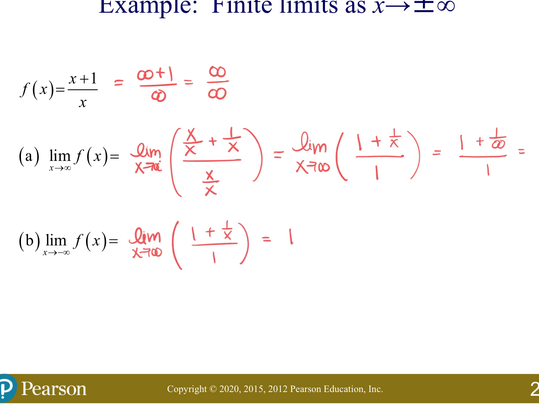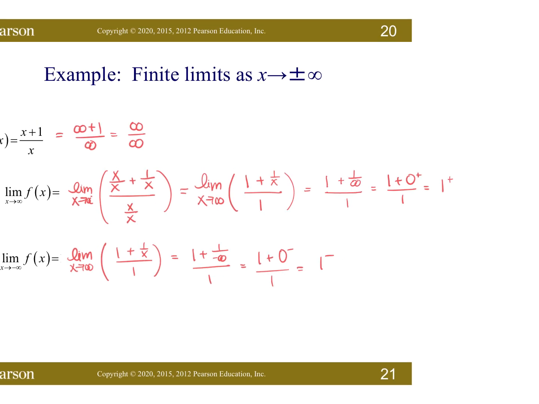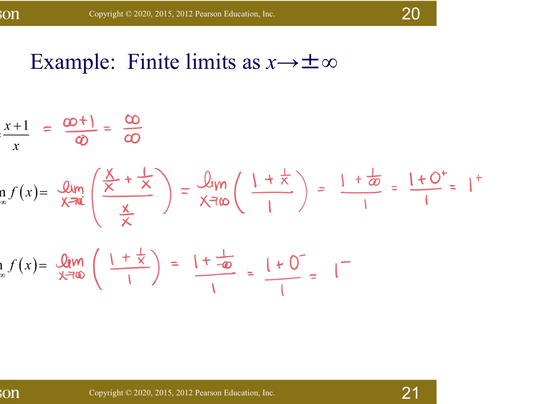Now plug in negative infinity. So 1 plus 1 over negative infinity, and dividing by negative infinity is 0 minus. So 1 plus 0 minus is going to give me 1 minus. So let me go back. This is a classic example of a horizontal asymptote because I plugged in infinity, and what did I get out? A constant. If you plug in infinity and you get a constant, this is a horizontal asymptote.